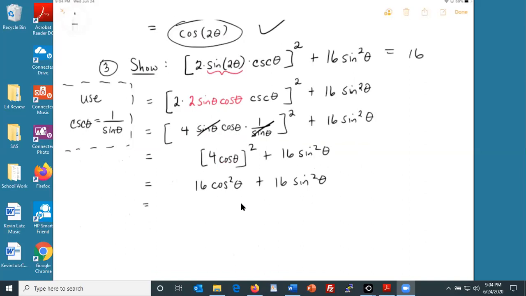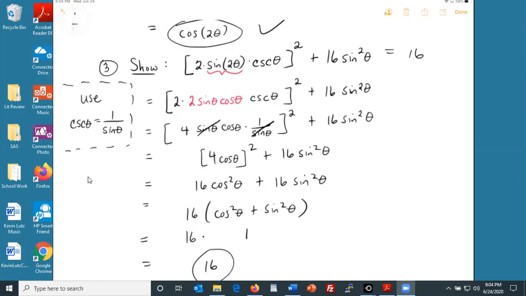And notice there's a common factor of 16 that we can factor out. So do that. And I hope, again, you recognize that very important expression inside the parentheses. Cosine squared plus sine squared is 1. 1 times 16 is what we wish to show, 16.